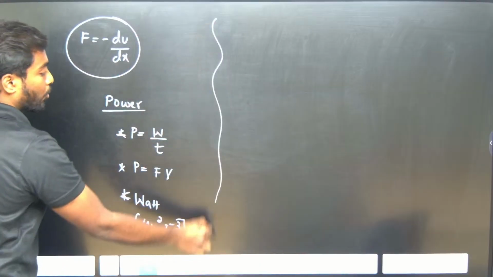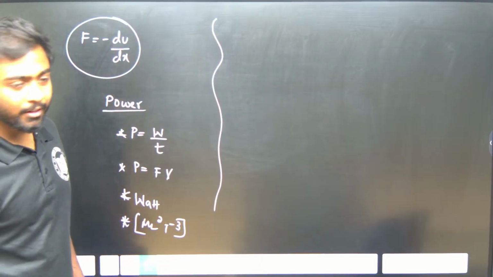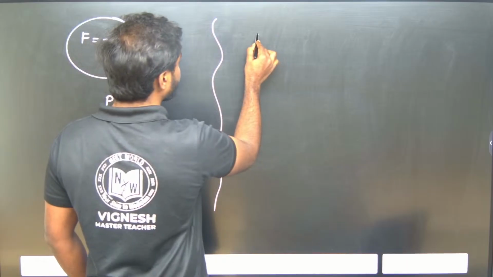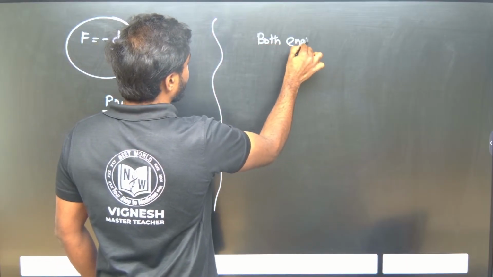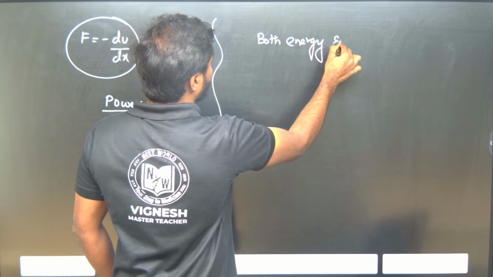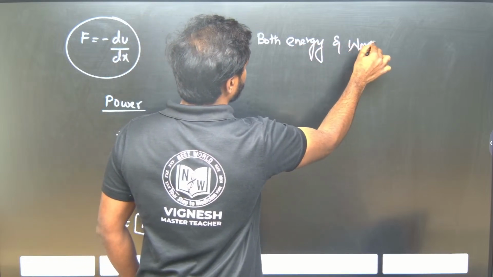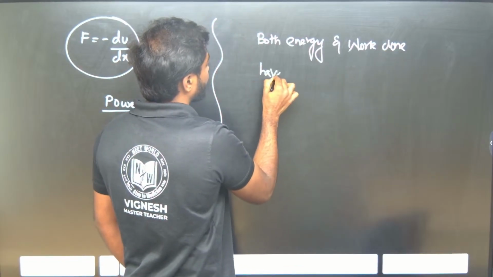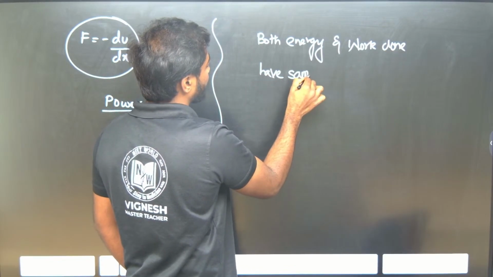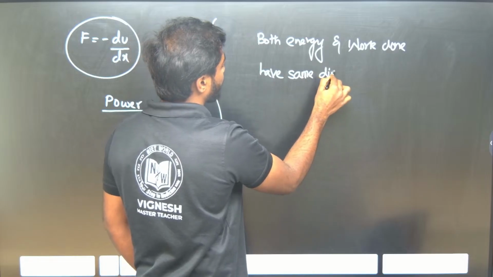Sir, you have not told what is the dimensional formula for energy. So energy and work done both have the same dimensional formula.